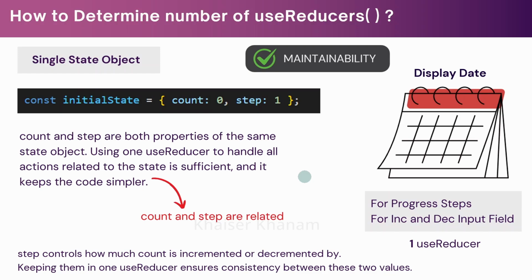That is the reason in this project we have combined both count and step inside one single reducer, which allows straightforward state management. For this, I do not have to create complex logic and I do not have to worry about how a change in my step is going to affect my count, because we are updating everything in one single reducer function.